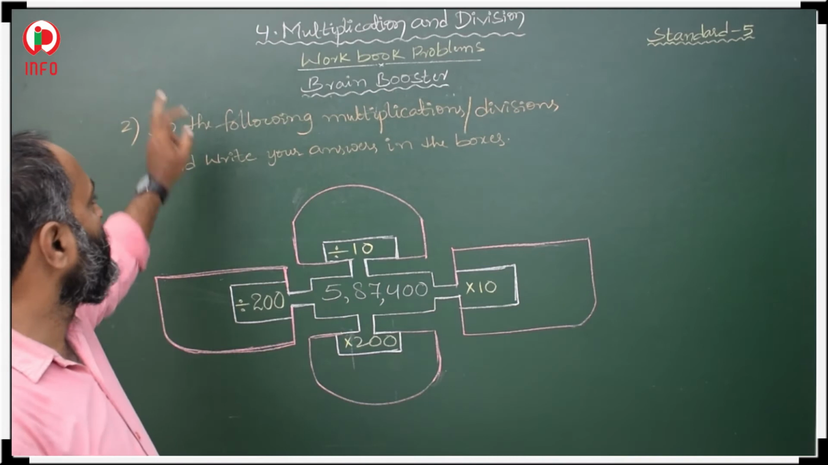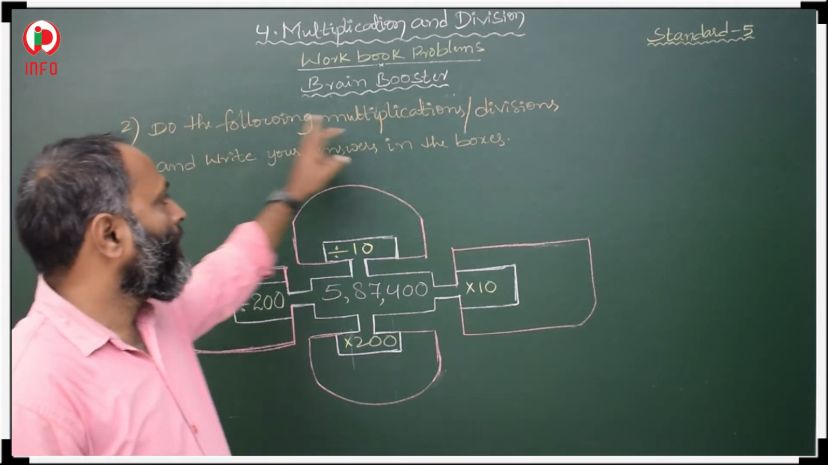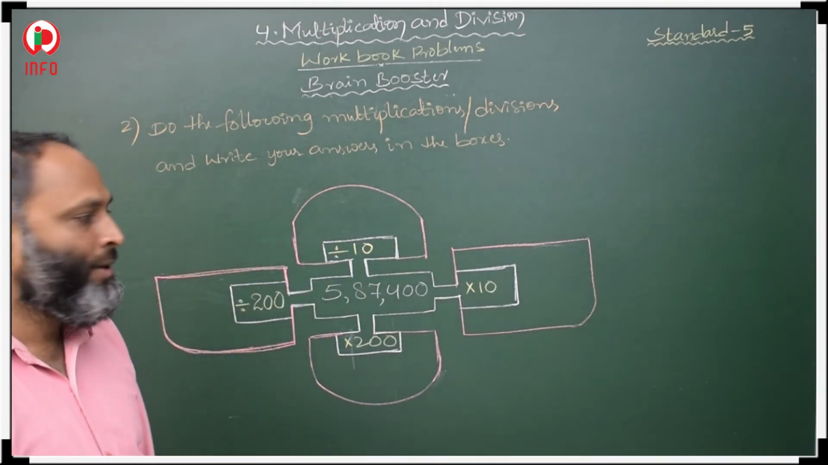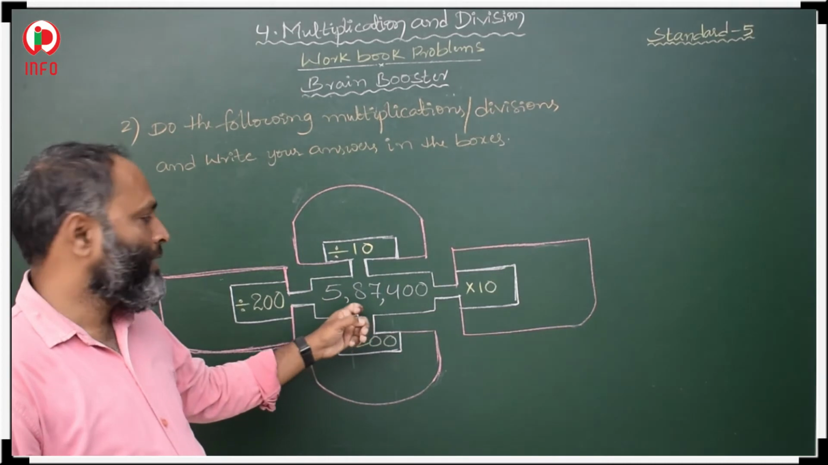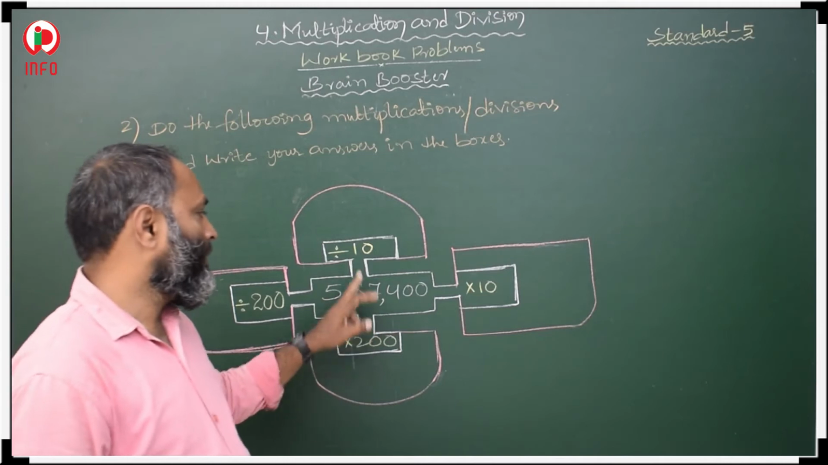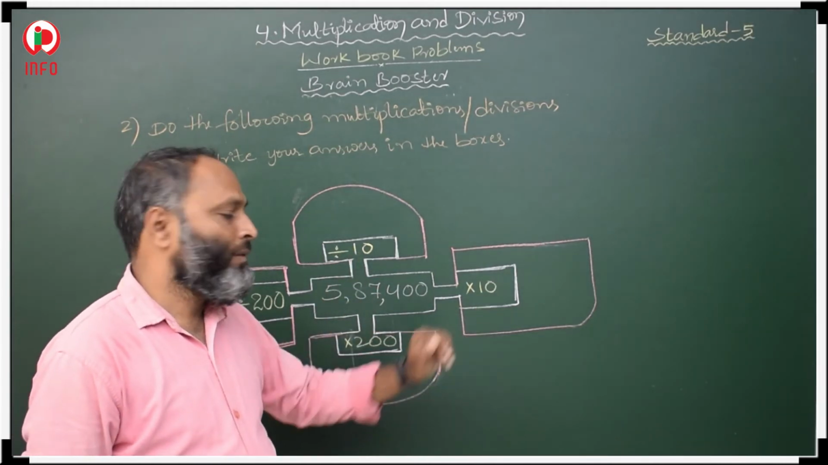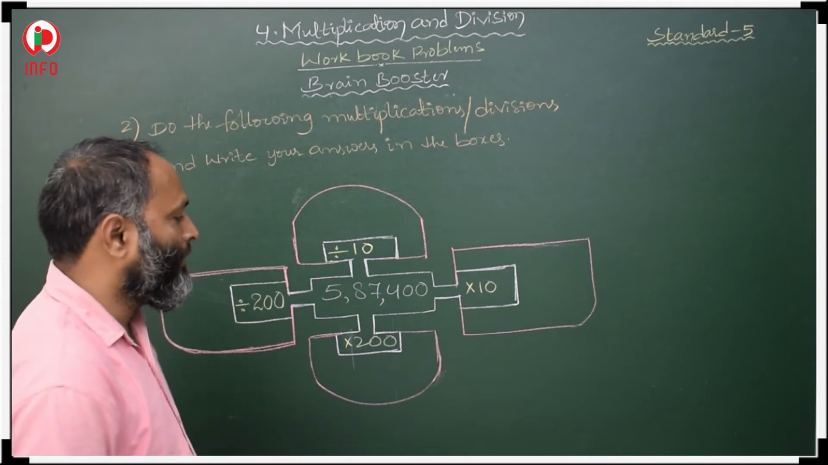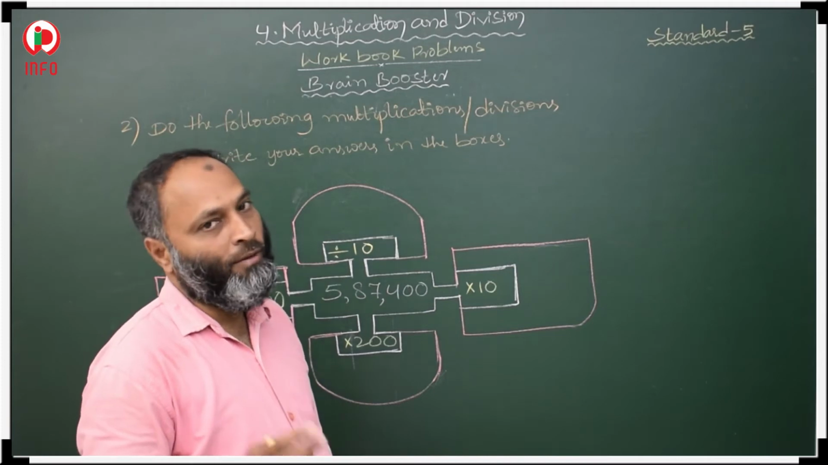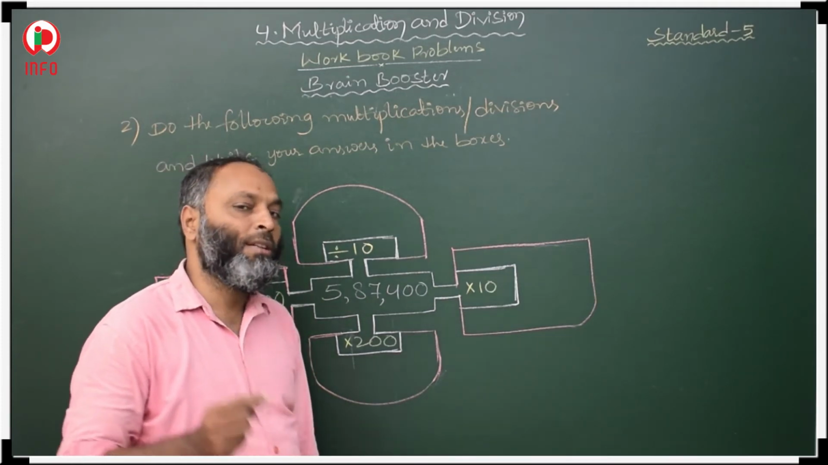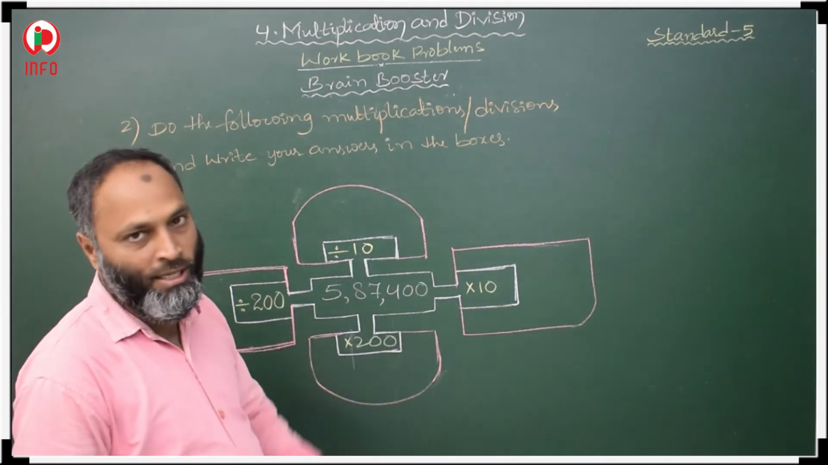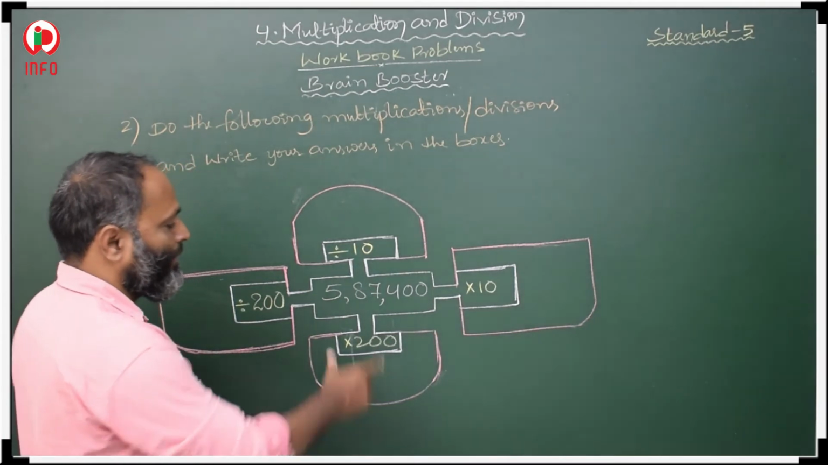Now, in the brain booster second question, do the following multiplications and divisions and write your answers in the boxes. Here a number is given, that is 5,87,400. This number we have to divide by 10 and multiply by 10 first. When we divide by 10, what happens? Whenever we divide by 10, 100, 1000, first we have to check how many zeros are there. Here 1 zero is there in 10, so 1 zero will decrease.